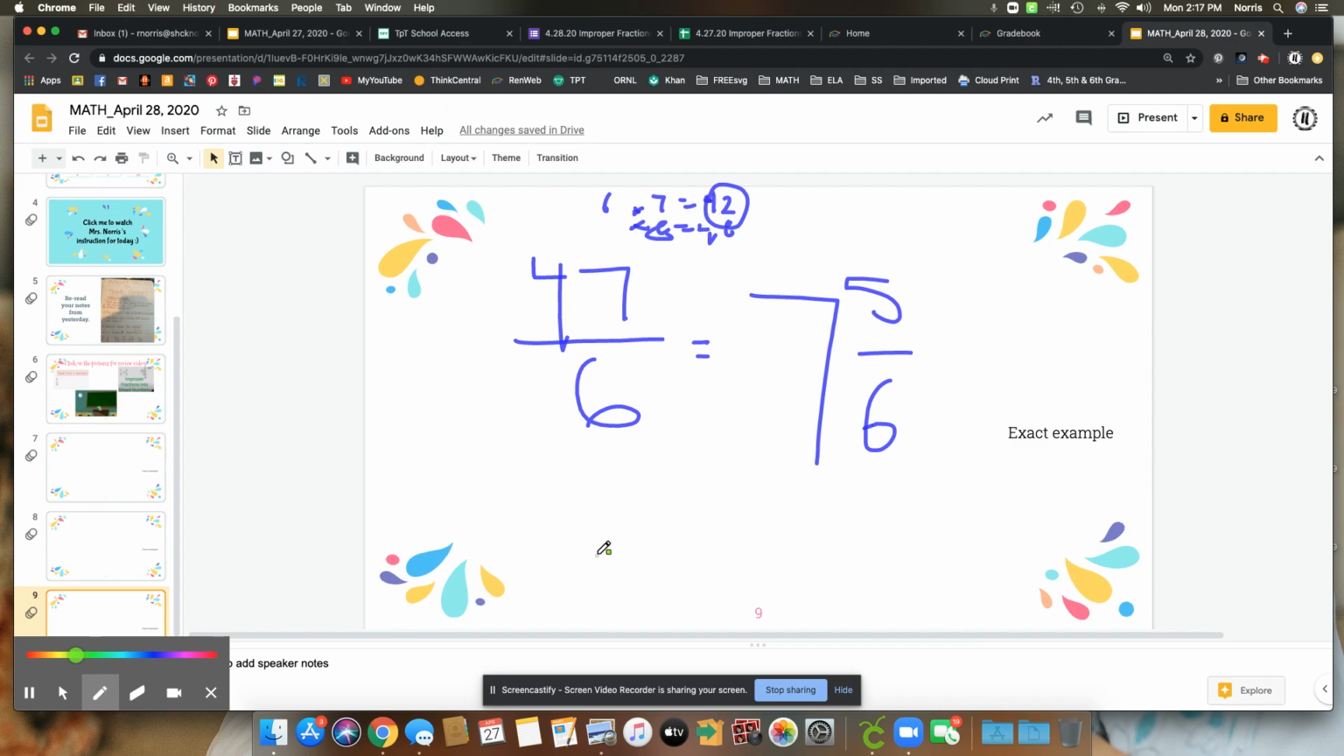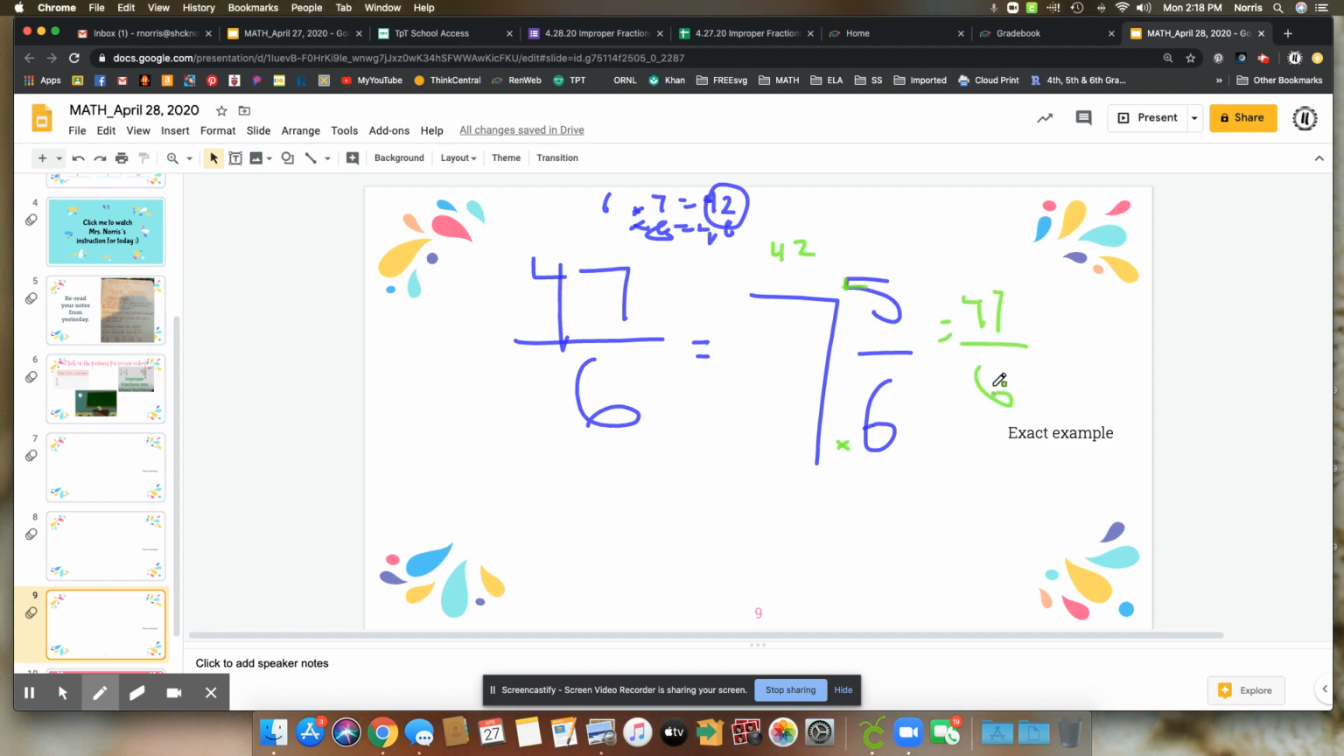Let's check our work here. 6 times 7 is 42. 42 plus 5 is 47 over 6. So my answer is, this is not an exact example, sorry, that was just copied from the last one. 47 over 6 matches 47 over 6, so your answer is 7 and 5/6.